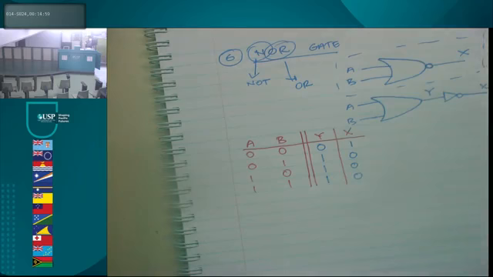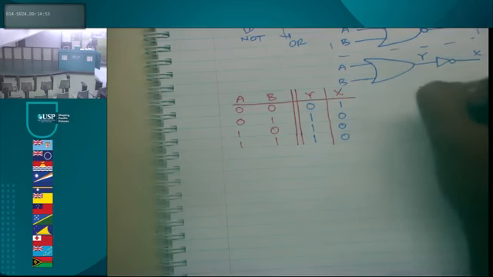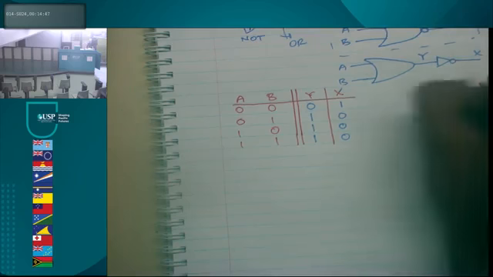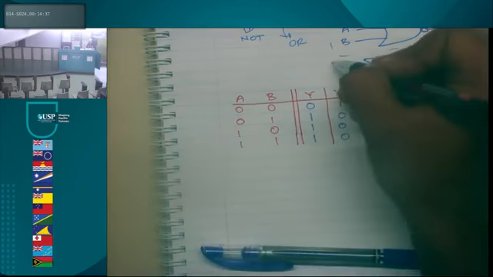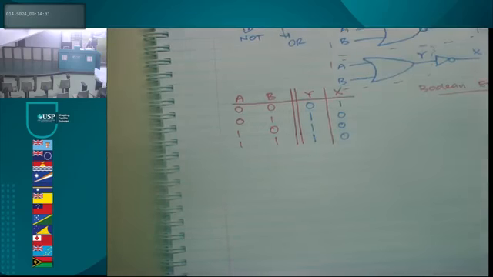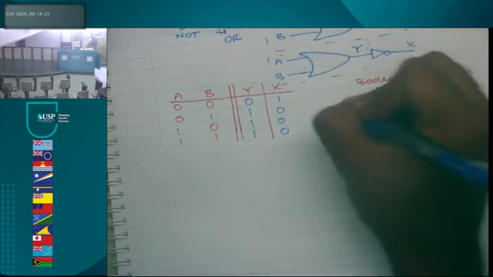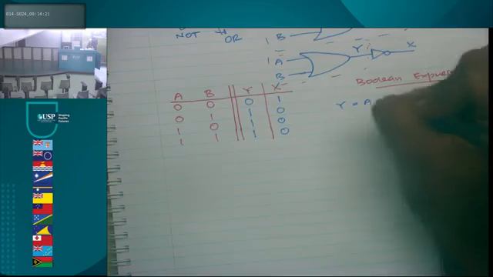Okay, let's look at our Boolean expression, right? So first, we break it down. Let's look at our expression for the OR gate first, this much. So your output is Y equals your input A or B, right? That's correct?